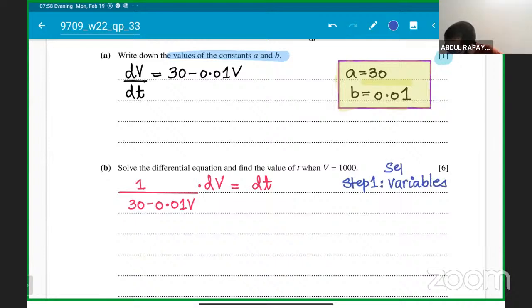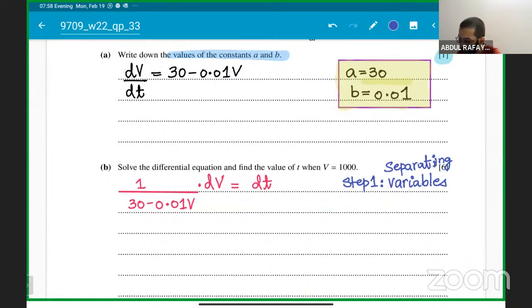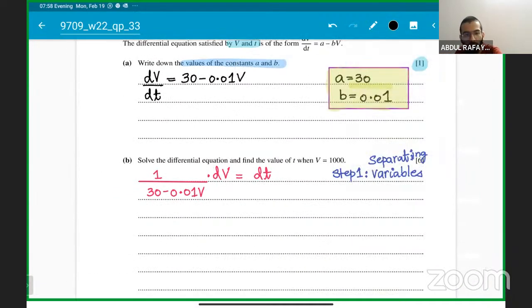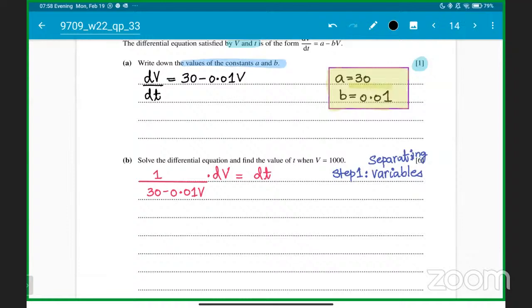So we are separating variables, and that's how we do it. Because V was all together, take it to the left hand side, and dt we don't have anything, so to the right hand side. Everyone got it clear, guys? Following with me? Any question, guys? The same thing will apply here.